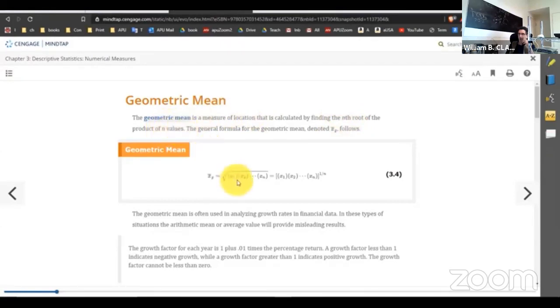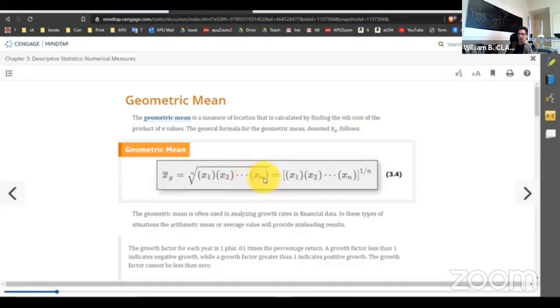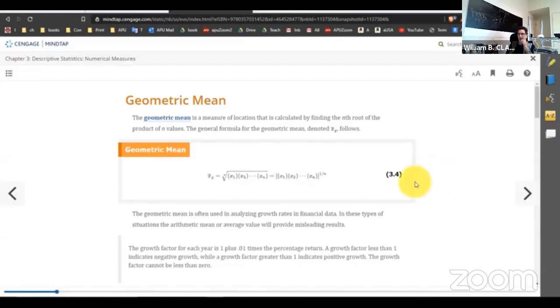of the n values. So for example, if we had n values, x1, x2, up to xn, then to get the geometric mean, we don't add these up, we multiply them, and we don't divide by n, we take the nth root. So this is called the geometric mean of these n items. And we can write it like this, of course, because we can write the nth root like this. So one place where the geometric mean is used frequently is in analyzing growth rates in financial data. In these types of situations, the arithmetic mean, or the average value, will give you misleading results.